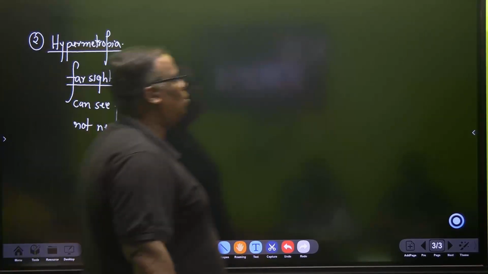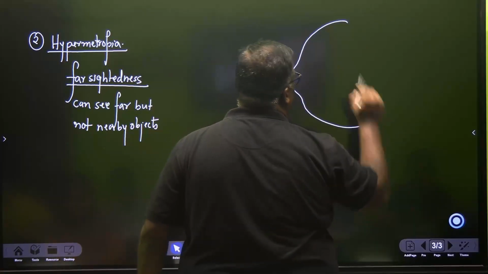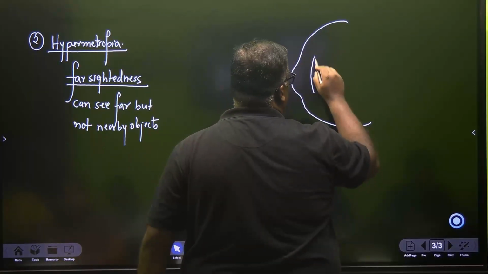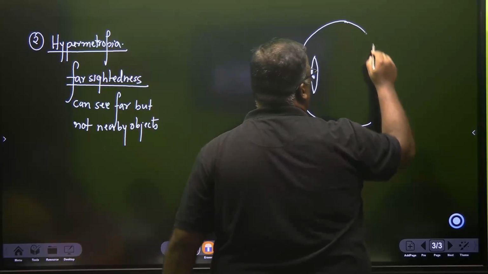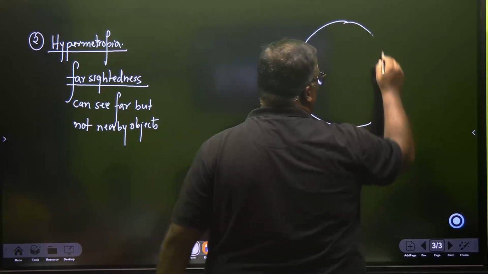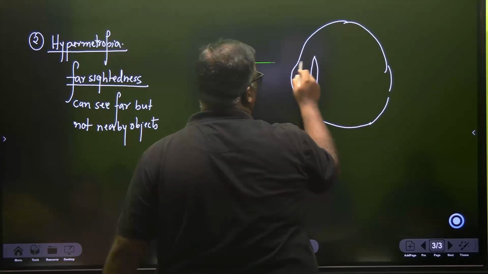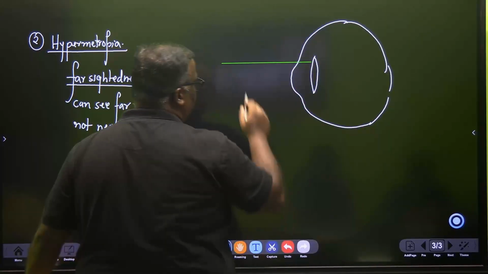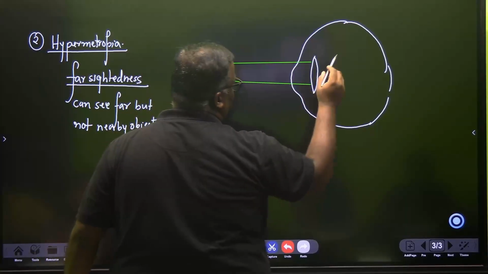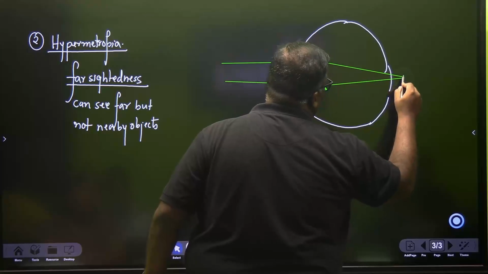ऐसे लोगों का problem क्या है? Let's see their eyes. Their eyes are something like this. Their eye lens is much more slender than it should be. Okay? Their eye lens is something like this. So if you take distant rays, these rays are not that much converged. So the convergence is happening beyond your retina.